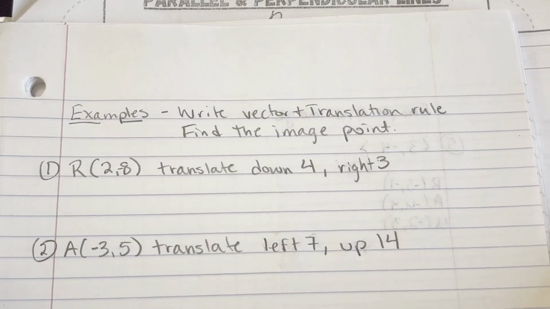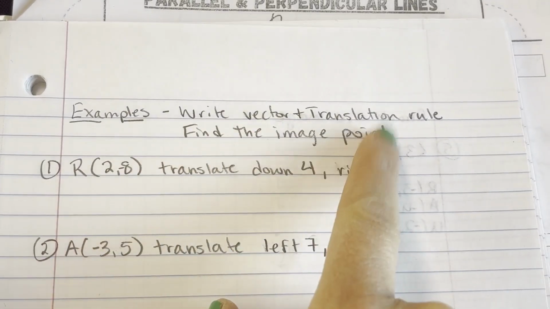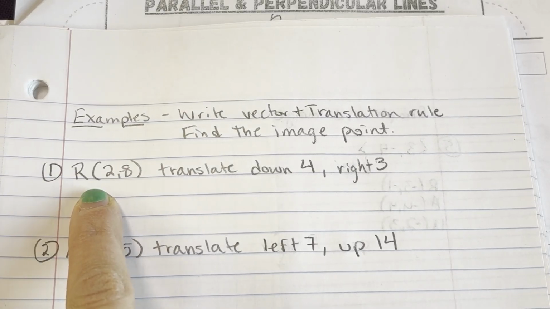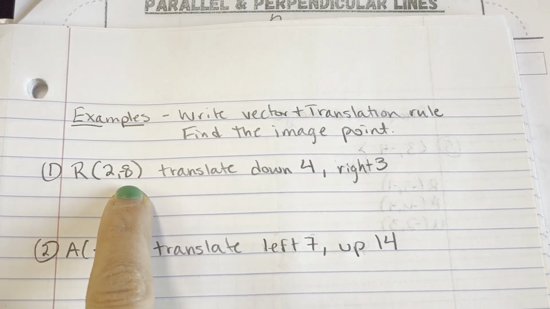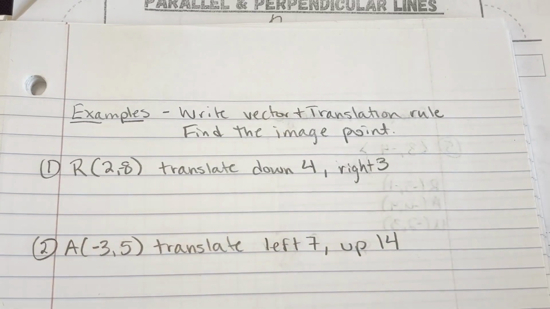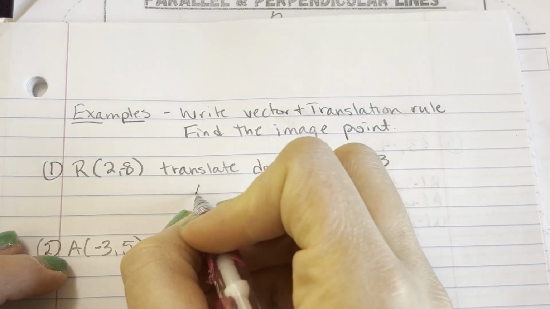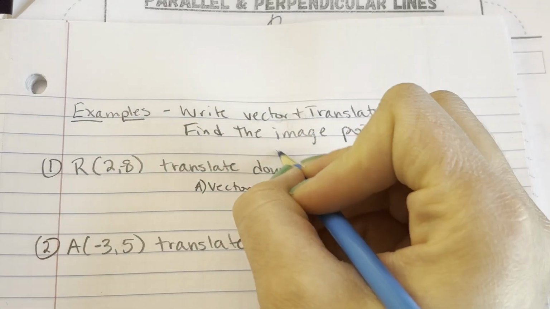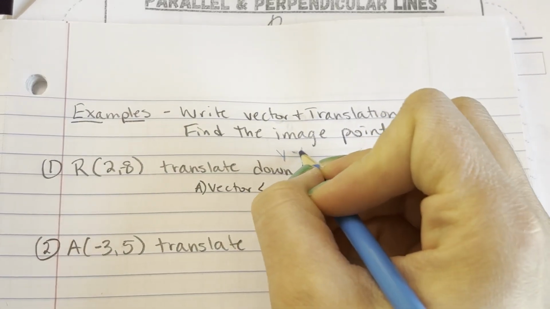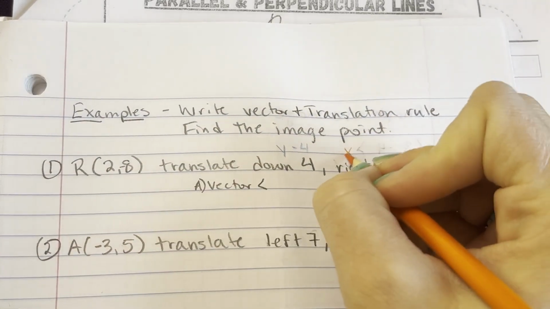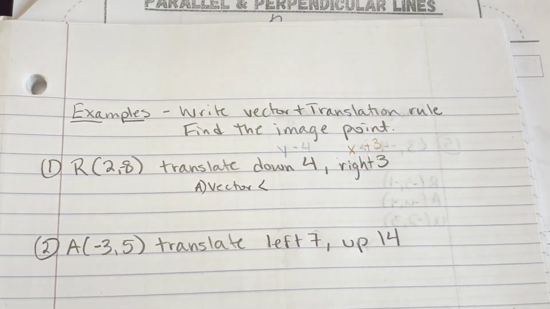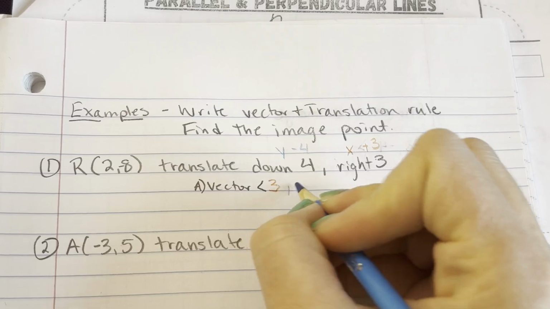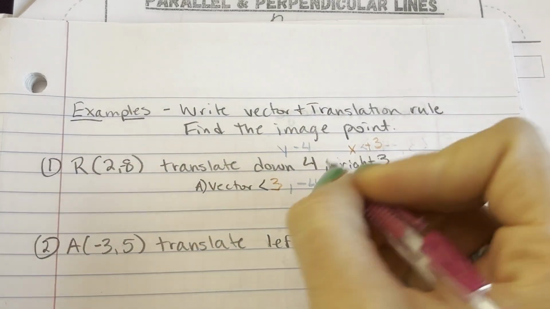All right, so in these examples, we're going to write the vector and translation rule and then find the image points. So if we have R, the original R, which is called the pre-image because it don't got a prime, it's 2 comma negative 8. We're going to translate it down 4 and right 3. So let's first write out the vector rule. All right, going down 4 is a Y thing and it's a negative thing. And then going right 3 is an X thing and it's a positive thing. Okay, so for my vector rule, that means I'm gonna have 3, because this is a positive 3, it's an X value thing, comma, negative 4, and that's the end of my vector.